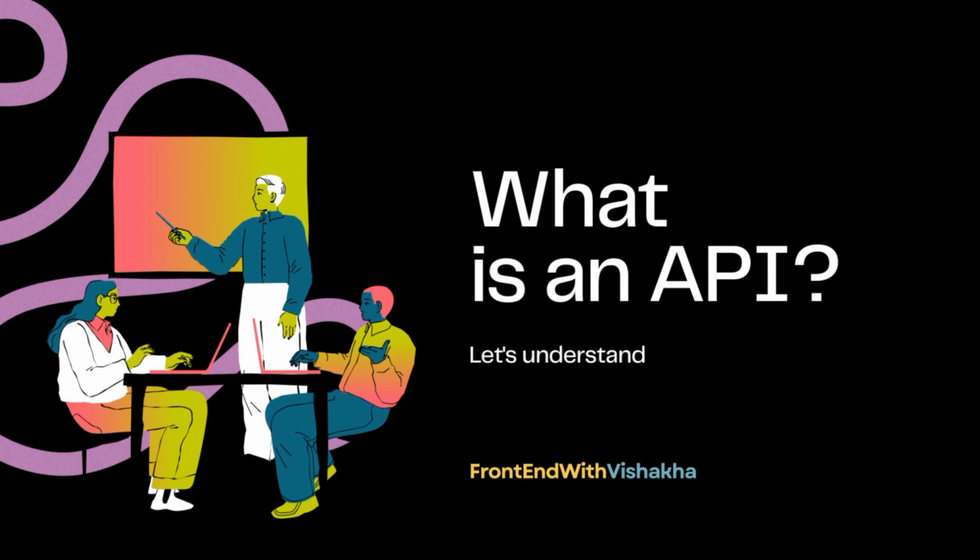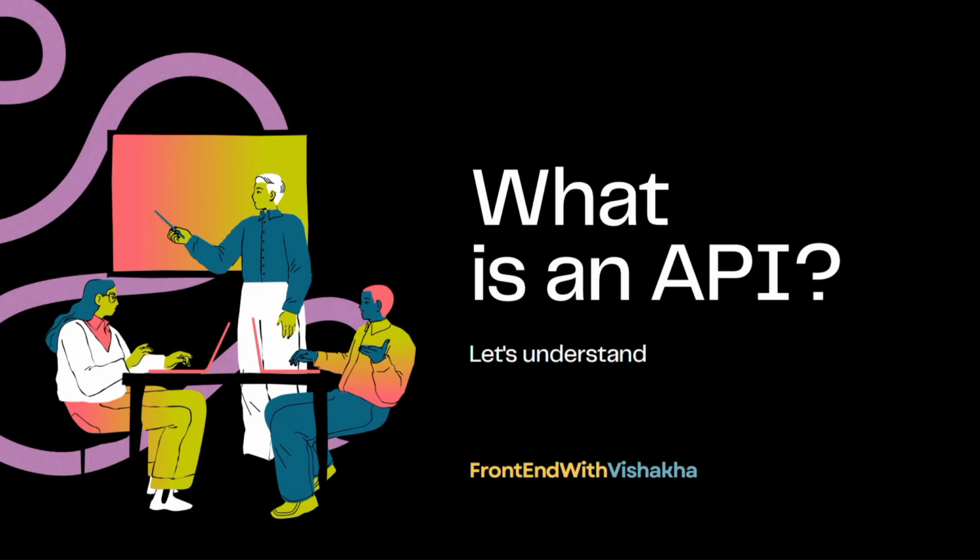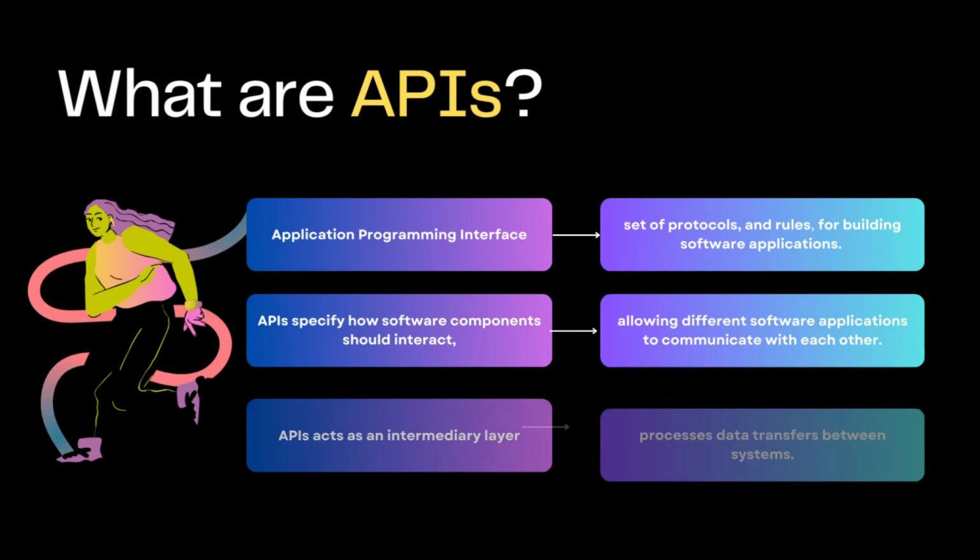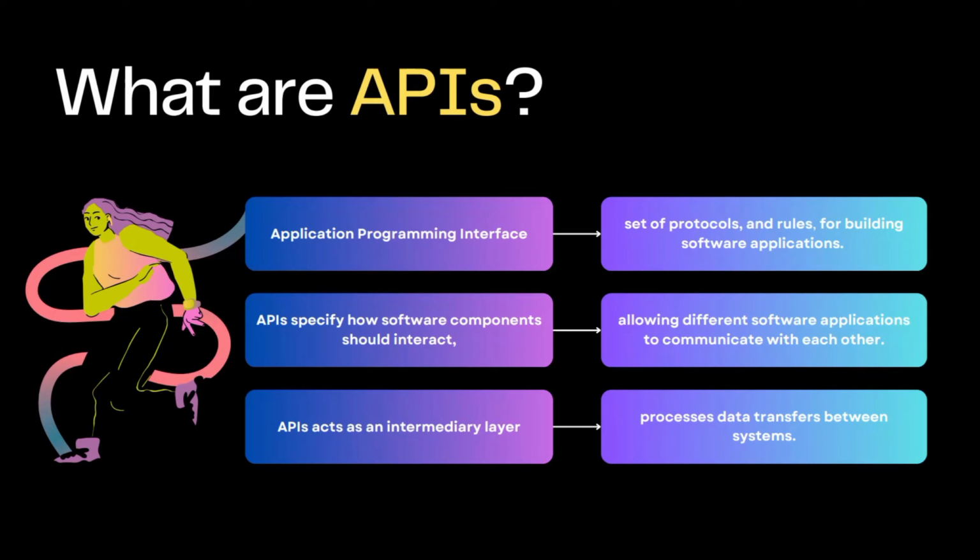Hello everyone. In this video, we are going to talk about what is an API and how does an API work. So let's start with what is an API. API is an acronym for Application Programming Interface. It is a set of protocols, rules, routines which is used for building software applications.